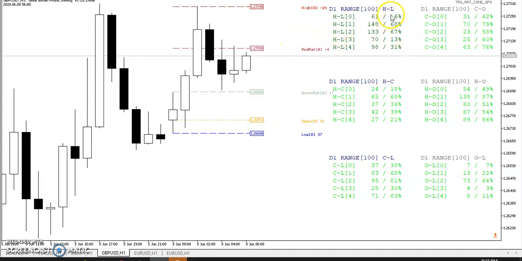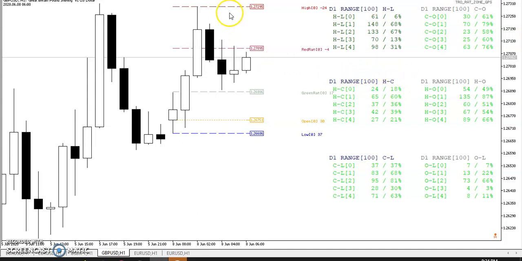And if you come down here, we know that the high minus low range was enough. So then you look at the high minus close. When it's at the top, this is at 0%. Right now it's at 18. What this means is that out of the last 100 days of high minus close ranges, the high minus the current price, close, only 18 of them were less than 24. So that's how you use this indicator.